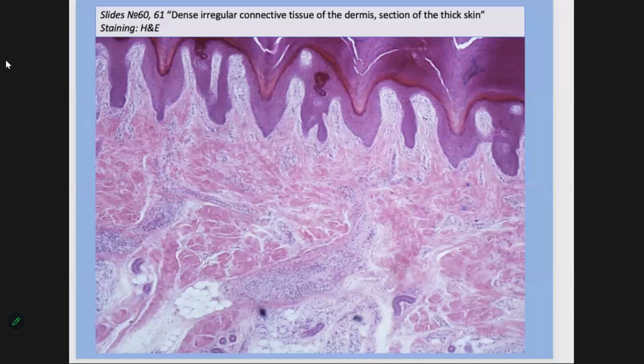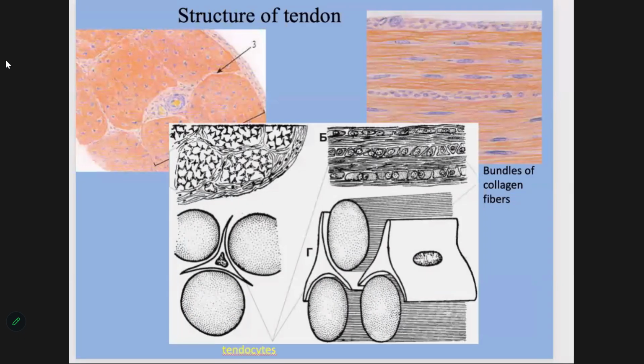This is an example of dense, irregular, and loose fibrous connective tissue. An example of dense, regular connective tissue is the tendon. Look at this longitudinal and cross-section of the tendon. It consists of bundles of collagen fibers. Collagen fibers are situated parallel to each other and form the bundles of collagen fibers.